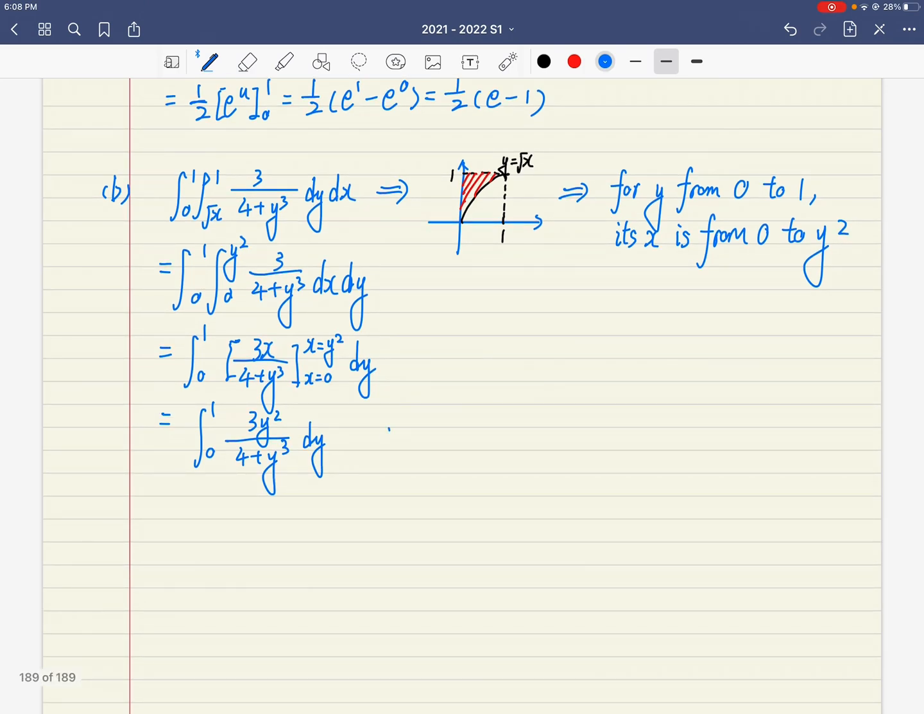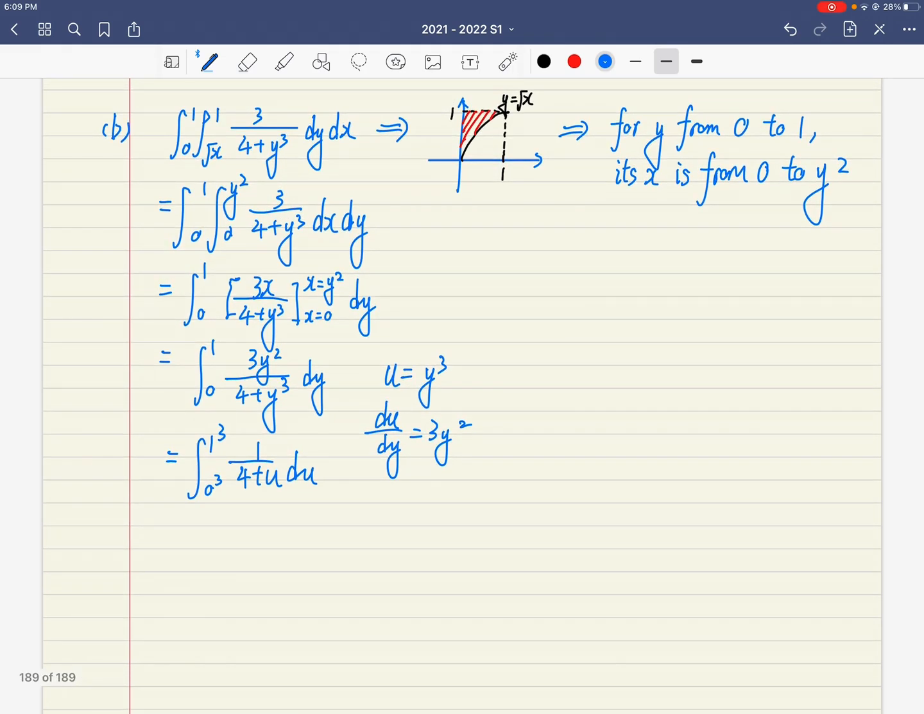Again, now the substitution is much easier. You can just let u be y cubed. So du over dy is 3y squared. So 3y squared times dy is du. So here u is y cubed, and this part is du, 1 over 4 plus u. So the integration is just ln of 4 plus u, for u from 0 to 1. So it's just ln 5 minus ln 4.